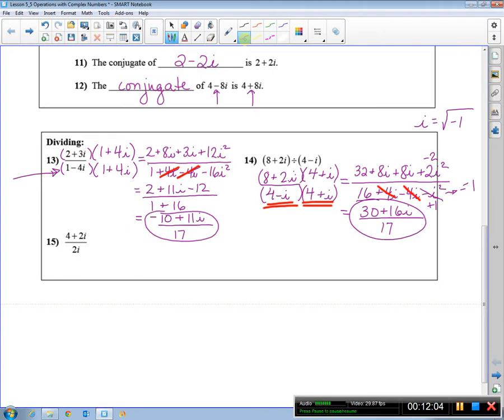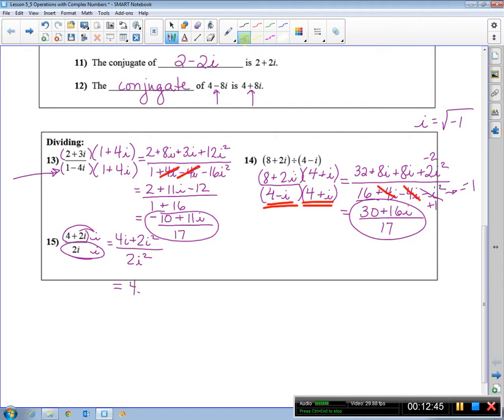All right, and number 15. Number 15 doesn't have a binomial on the bottom. It just has a monomial, 2i. It was a little simpler process. I have to rationalize by i over i. Let's put parentheses there. So distributing here, 4i plus 2i squared all over 2i squared. Don't chop. Let's carry this through and see what happens.